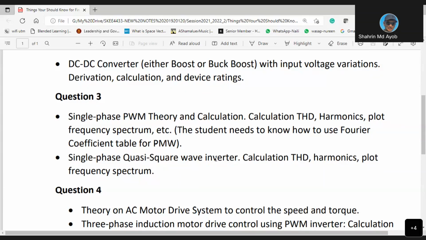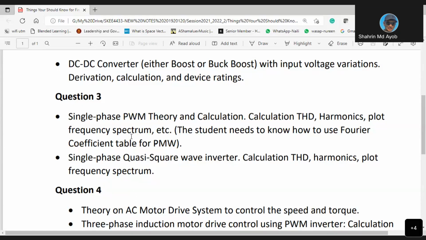Okay, the third question is on the inverter. So this one we have all are single phase inverters, full bridge inverters, the PWM, and also the quasi square wave. So both question, the question is related to the calculation of the THD, harmonics calculation, and then the plotting of the frequency spectrum.